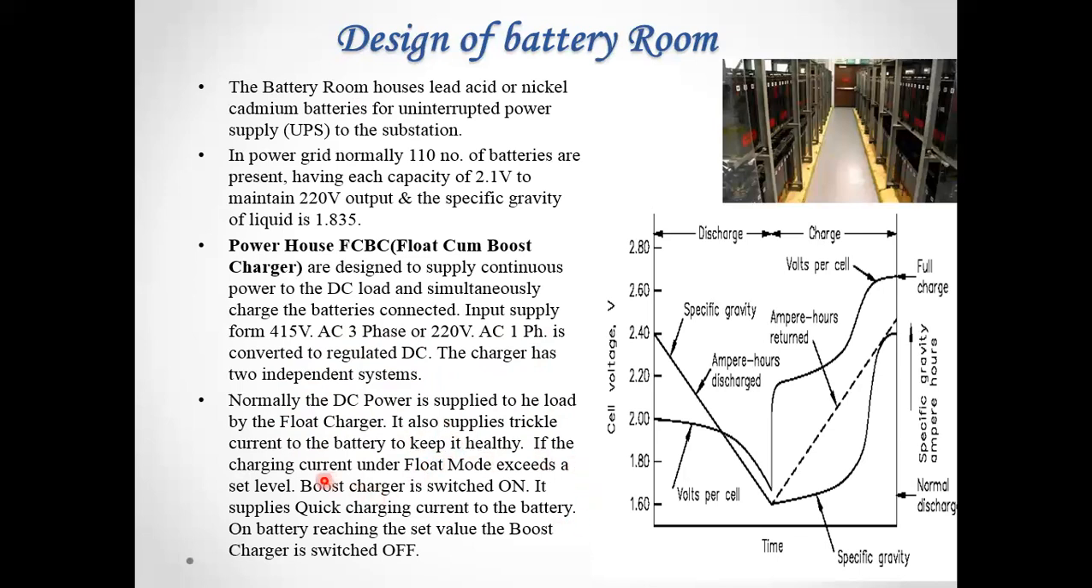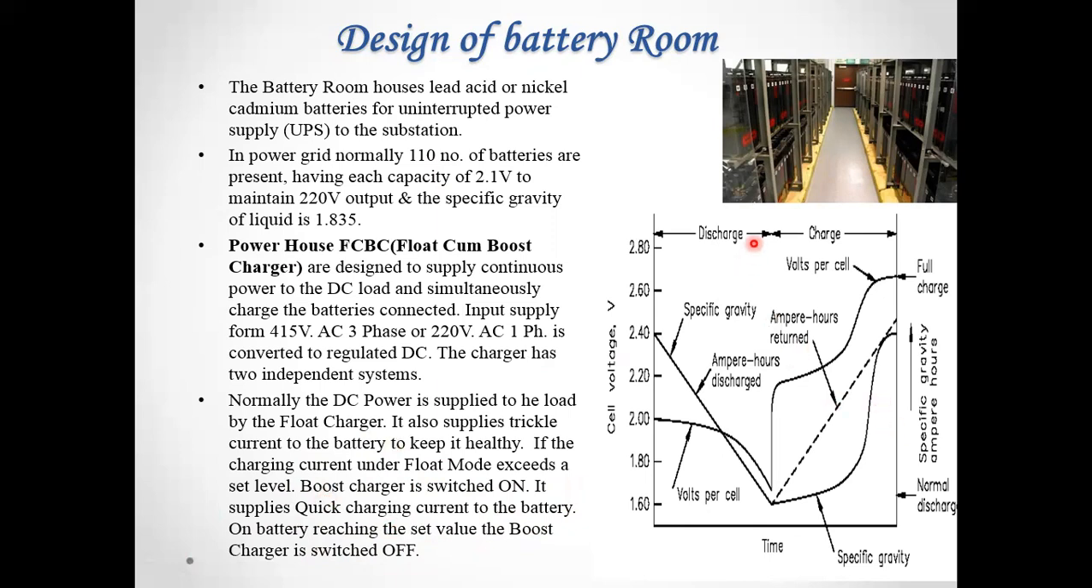If the charging current under float mode exceeds a set level, then the boost charger is switched on, and it supplies quick charging current to the battery. On the battery reaching the set value, the boost charger is switched off. In this way, the battery will be continuously charged.